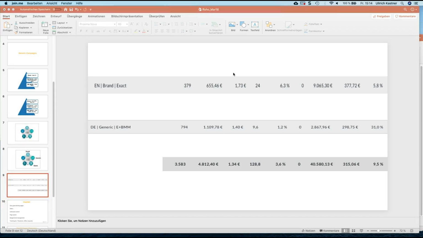You can also distinguish between languages, obviously, in Google and so on, and point of sale. Yeah, and here you can see conversion rate is 6.3, and the revenue generated out of 655 euro cost was 9,000. So the actual cost of that campaign is 5.8%. So that's great. We did brand advertising.